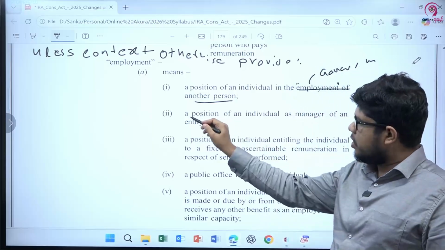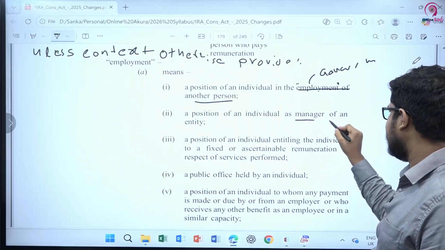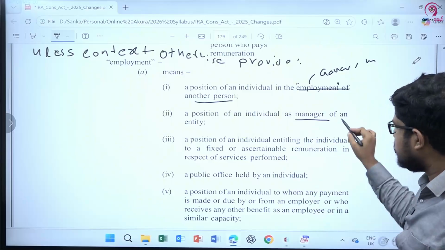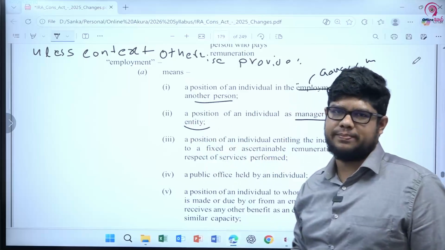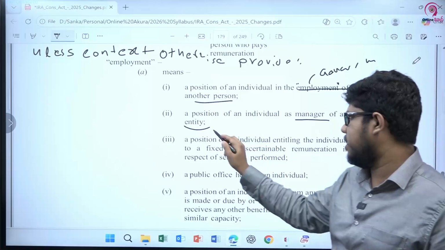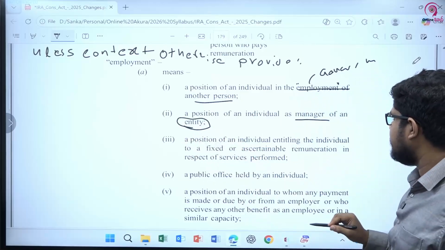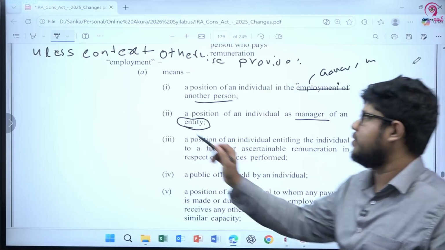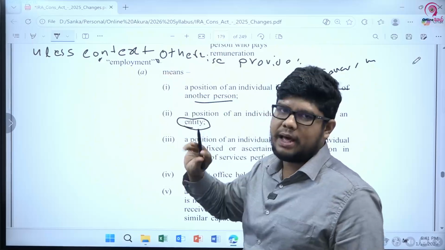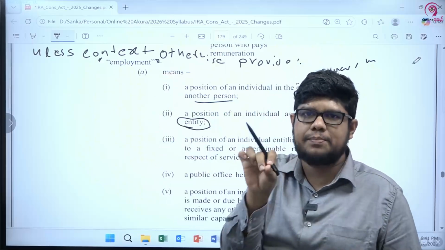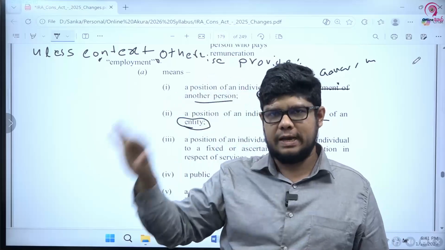A position of an individual as a manager of an entity. Manager of an entity. We learned what is included in an entity: company, partnership or trust, right? So a position of an individual as a manager, employment. We are discussing the term employment, right? There are different terms. There is another separate term, employee, and another separate term, employer.